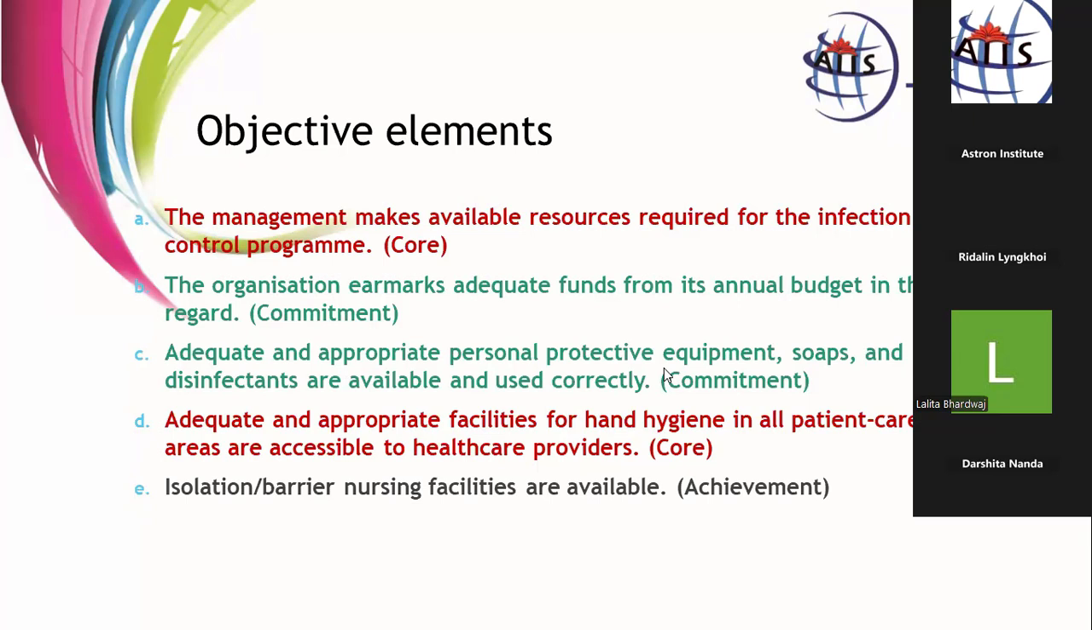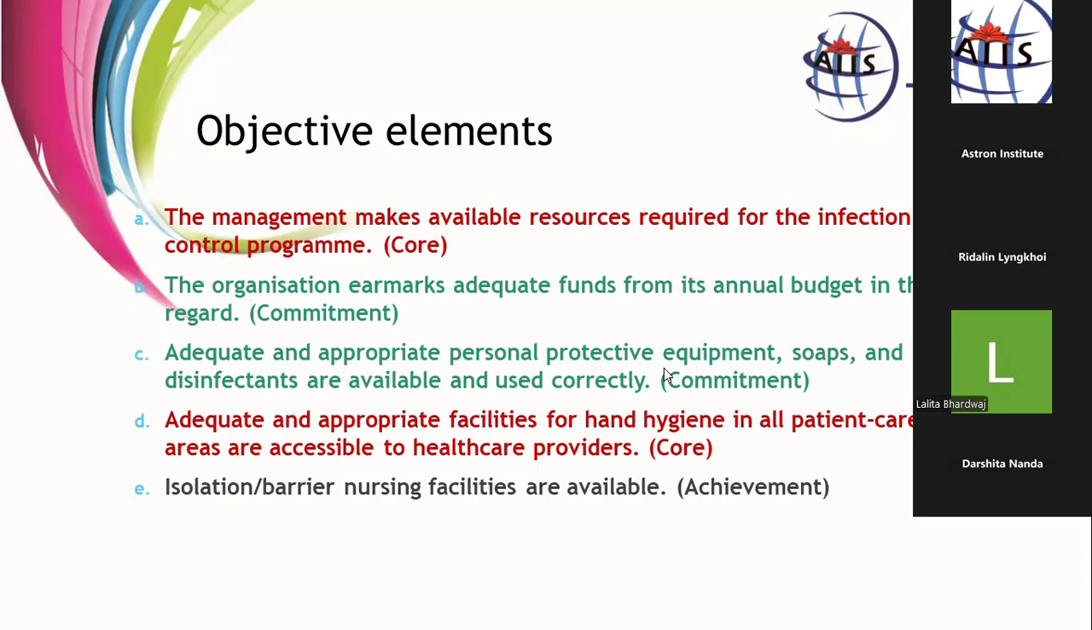C is adequate and appropriate PPE, personal protective equipment, soaps and disinfectants are provided and used correctly. Now, this is also a commitment. Your organization will provide you the appropriate PPE, soaps, hand wash, hand rubs, disinfectants for cleaning purposes, and its correct use. Management will provide you the resources, but the second responsibility is yours, that is how you are using these resources.